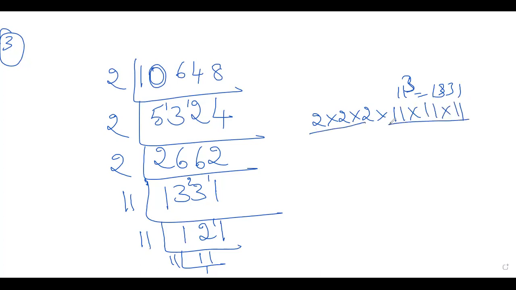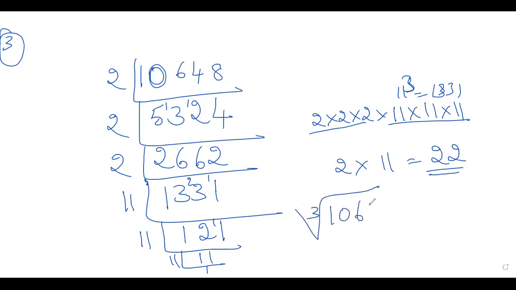Group in 3s, 3 factors. Take 1, 11 from here, 1, 2 from here. Now it is 22. So the cube root of 10648 is equal to 22. If you multiply 22 by itself 3 times, we get 10648. Next, I will do the fifth sum, children. Whichever sums I have not done, you have to practice at home. Already we have done many sums now.